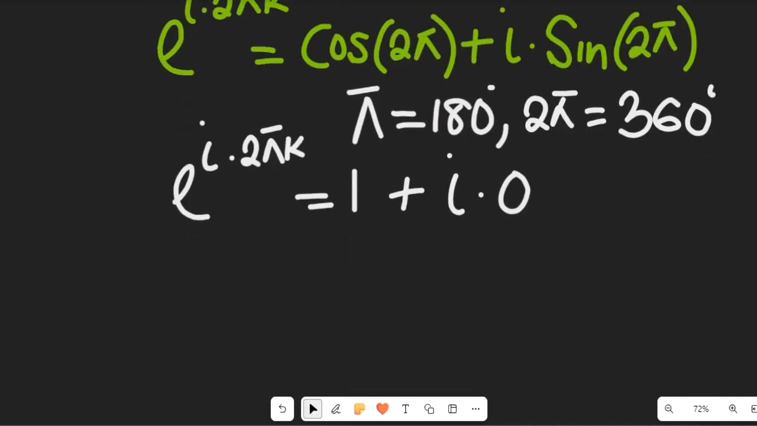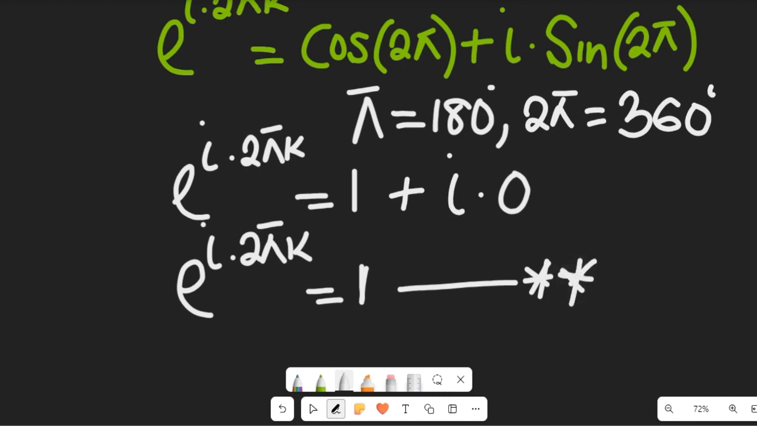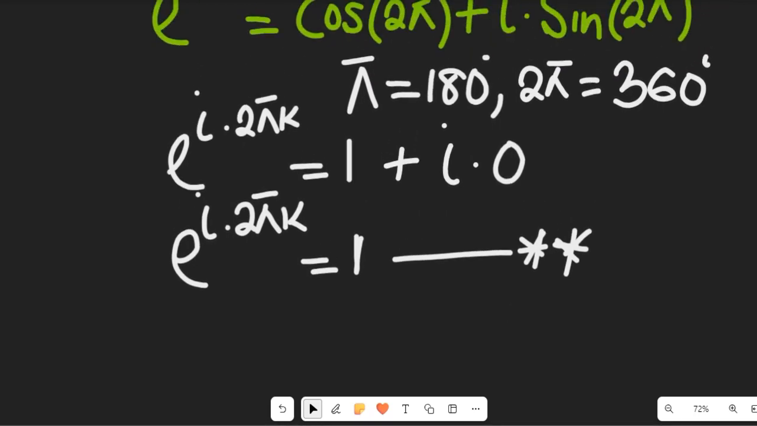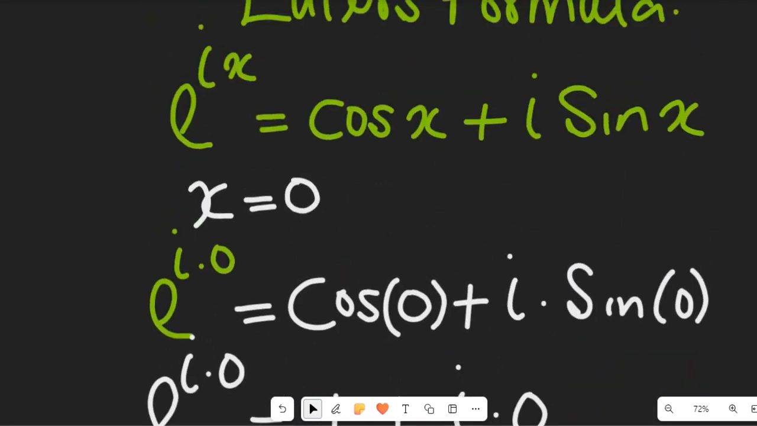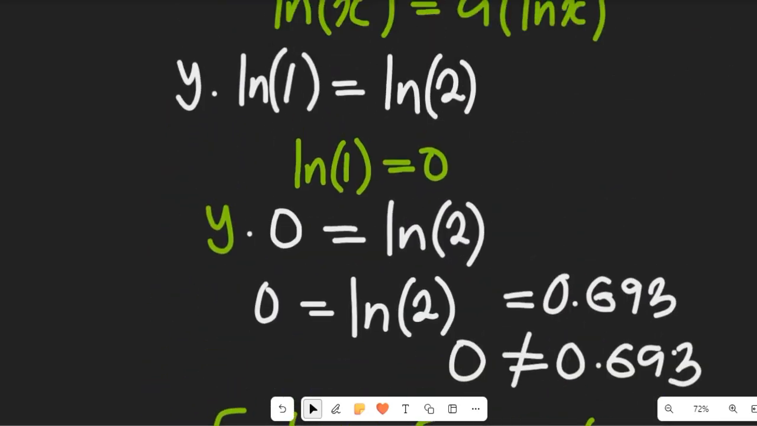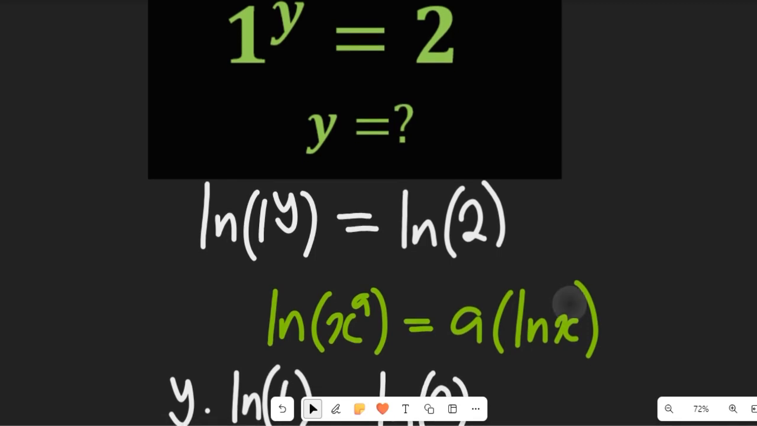So you find out that our natural logarithm of this multiplied by 2 pi k will be equal to 1. So we'll hold this equation in high esteem as equation 2. So from here, we are going to find the value of y when we compare this with the original question we are given. What's the original question? We are given that 1 to the power of y is equal to 2.